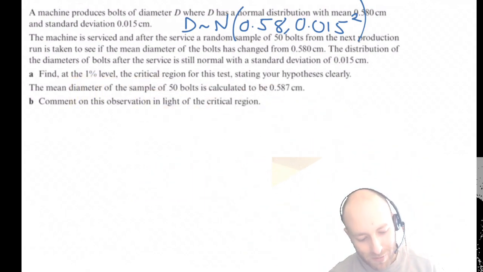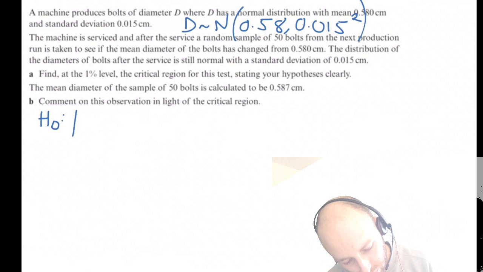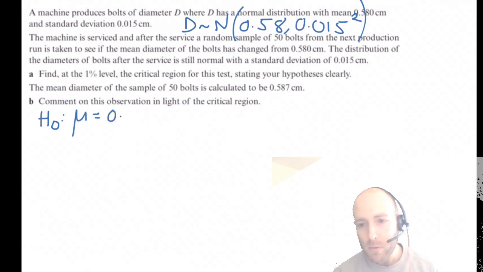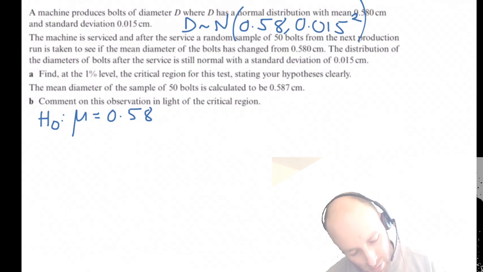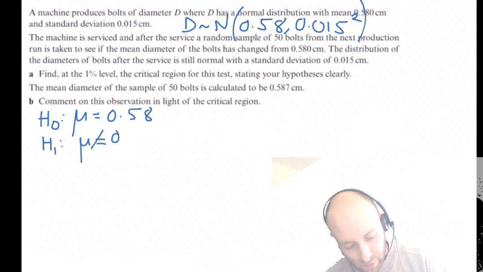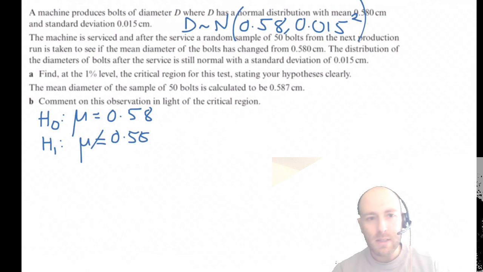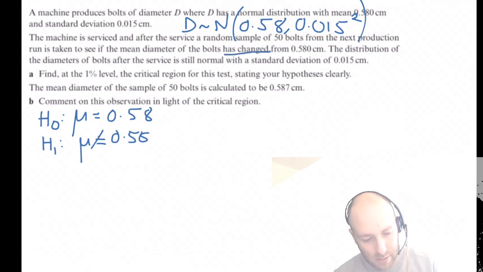To state my hypotheses, first of all, H0 is going to be mu is still 0.58. So again, null hypothesis, nothing has changed. H1 is going to be mu is not equal to 0.58, because all they've said is has it changed. They haven't said has it increased or decreased, they just said it's changed. So this is going to be a two-tail test.